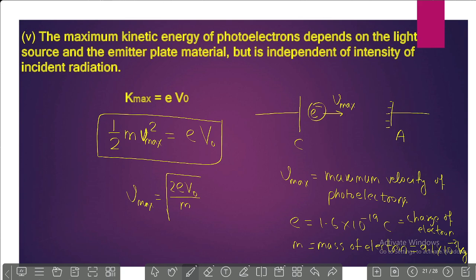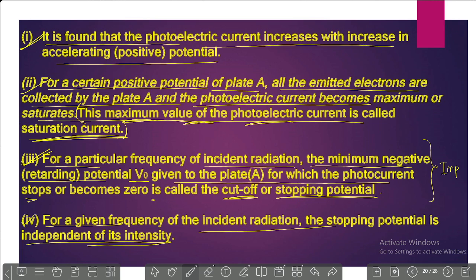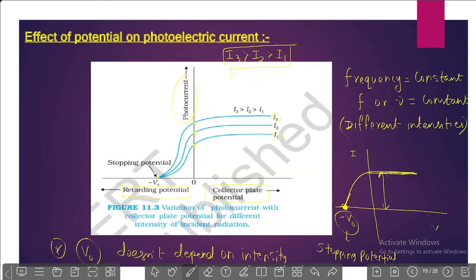So from this graph of 5 points you understood. So now what you do, you note it down, everything. Did you understand? Any doubt? No doubt, right? Now can you tell me what is stopping potential? The minimum negative potential for which photocurrent is 0 or photocurrent stops. That value, remember the formula and the definition. And the graph also, remember how it comes.